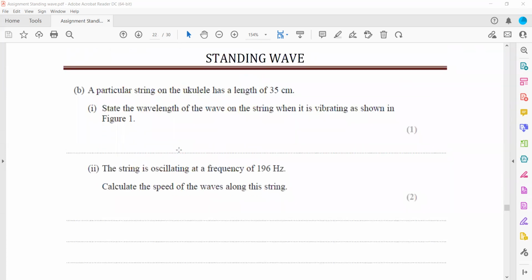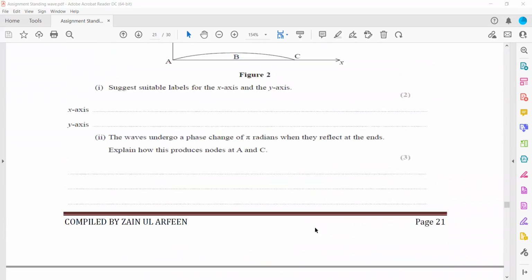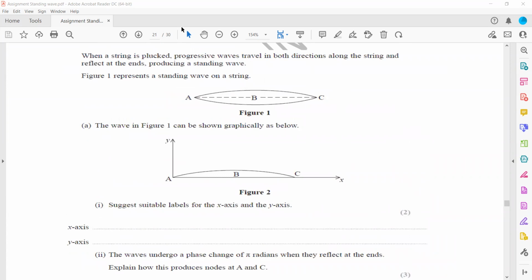Then a particular spring has a length of 35 centimeter. State the wavelength of the wave when vibrating as in the figure. So this length is 35 centimeter, but since the SI unit of length is meters, it is 0.35 meter. This is a node, this is a node. What is the distance between the two successive nodes in terms of wavelength?